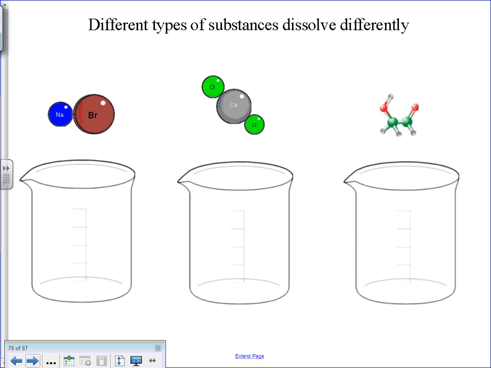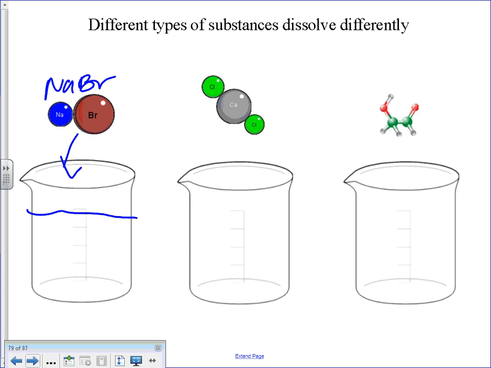If I were to say, okay guys, which of these would dissolve in water, which of these would not? First of all, this is NaBr, name that. So sodium bromide, is it ionic or covalent? Ionic, do ionic things dissolve in water? Yes, absolutely. We just drew it. So what does this look like in water? It looks dissolved.